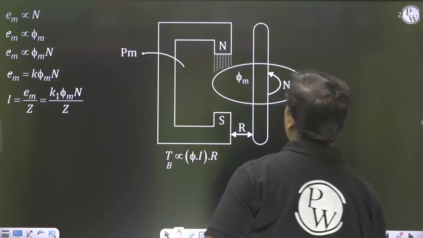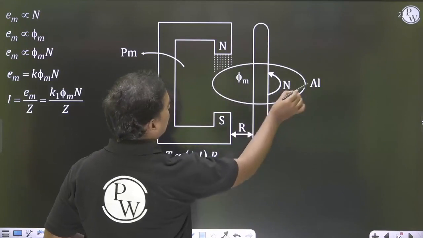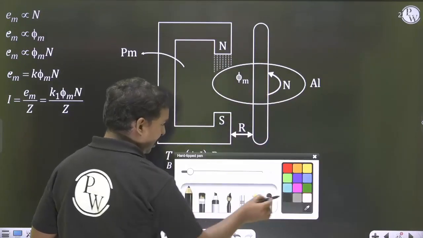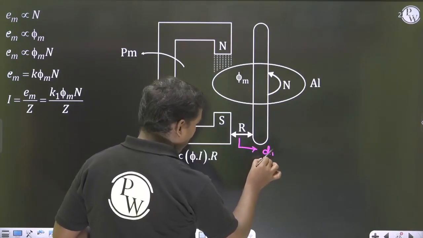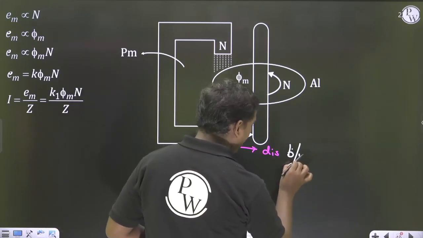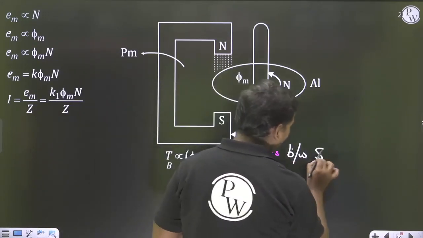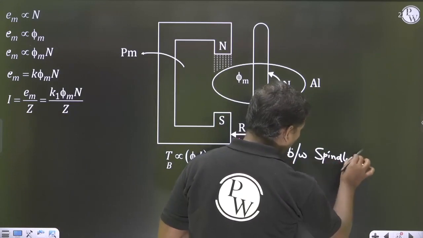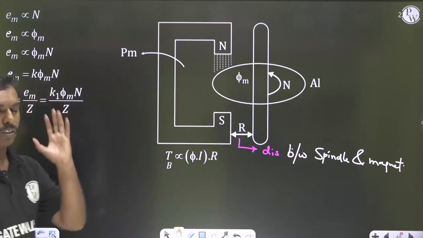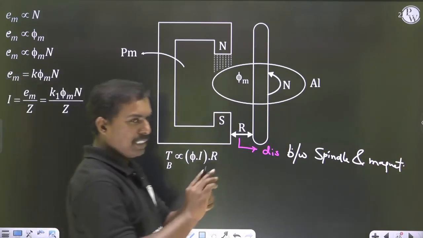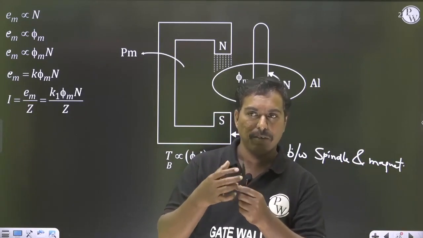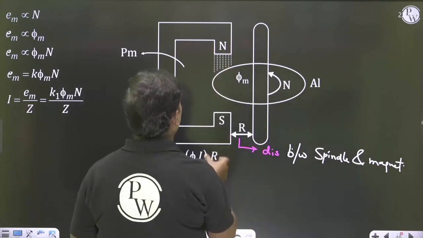Try to understand. This is our spindle. This is the aluminum disc and this is the distance. This R is the distance between the spindle and the magnet. That is most important, that R plays a major role. This particular spindle is like this, and for the spindle there is an aluminum disc. Now listen carefully. This aluminum disc is near this particular magnet.